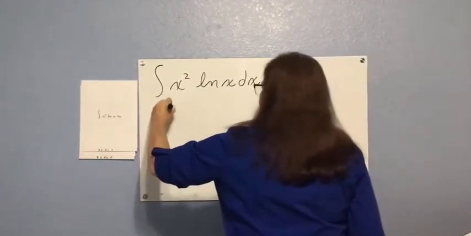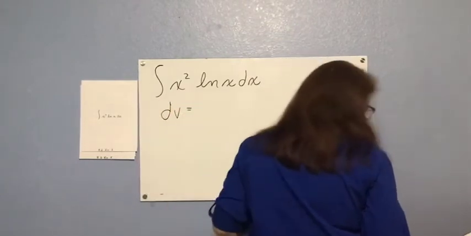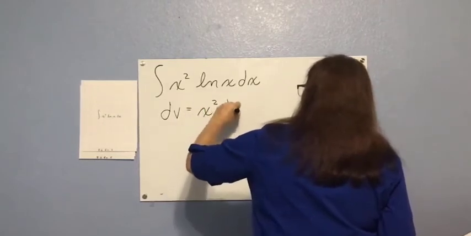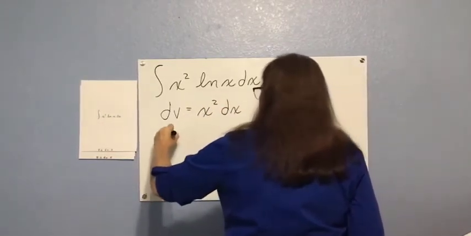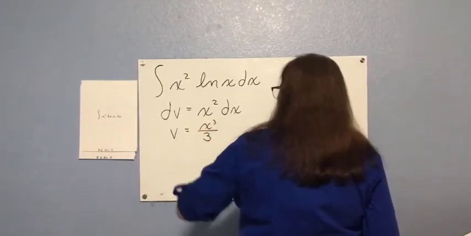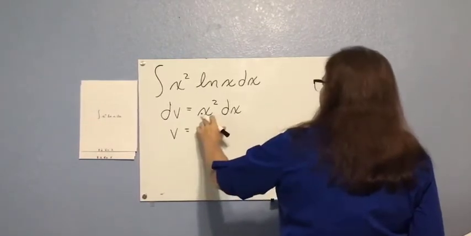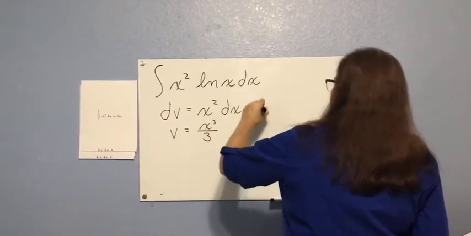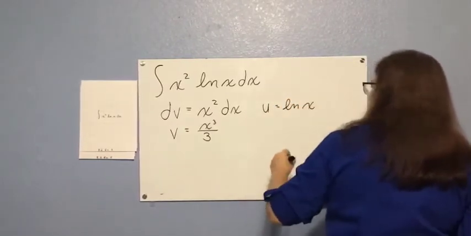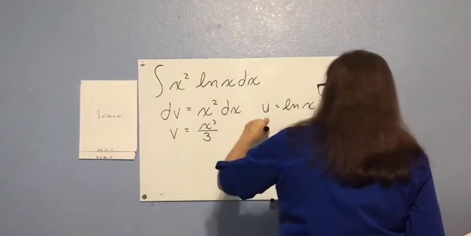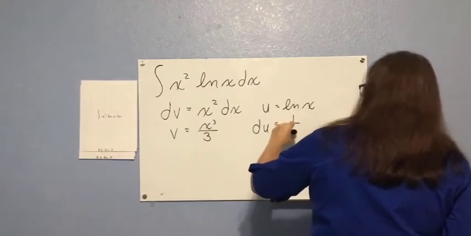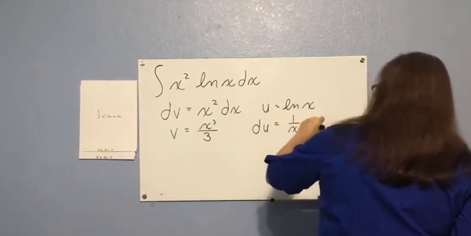So we're going to say that dv is equal to x squared dx, which means that v is going to equal x cubed over 3. And if x squared dx is dv, then u must be natural log of x, and du would be 1 over x dx.